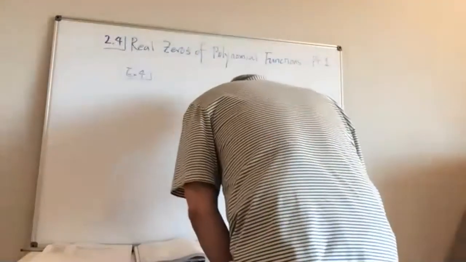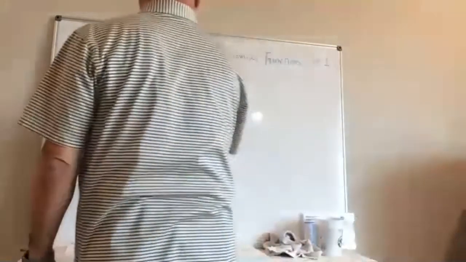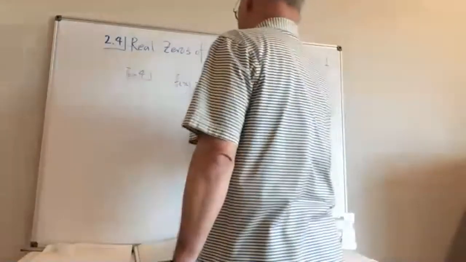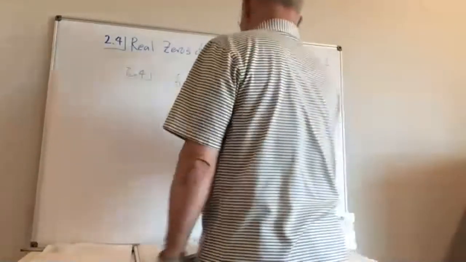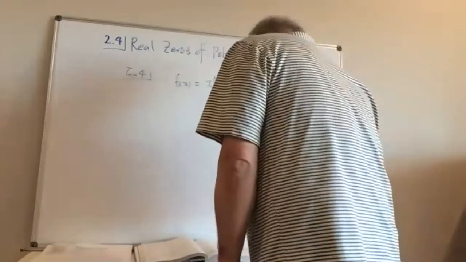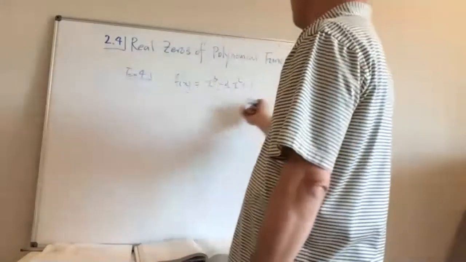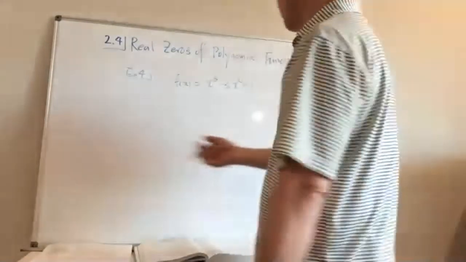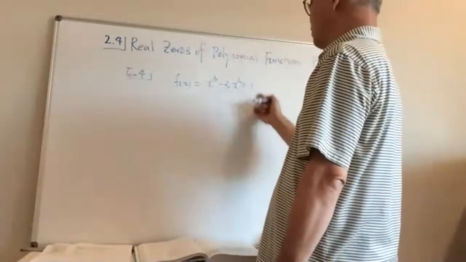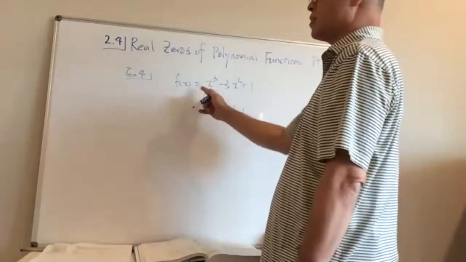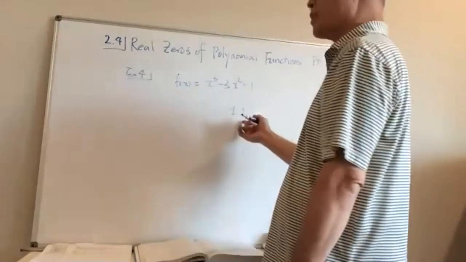Find the rational zeros of x cubed minus 3x squared plus 1. Okay? So what are the possible zeros that I can have here using synthetic division? It'll be plus or minus 1, right? Because the leading coefficient is 1, so it doesn't really matter. So plus or minus 1.